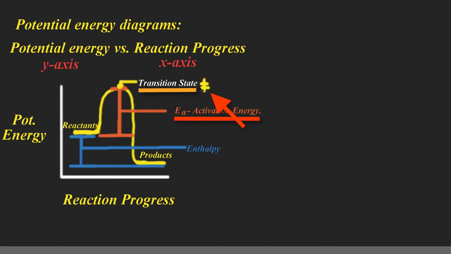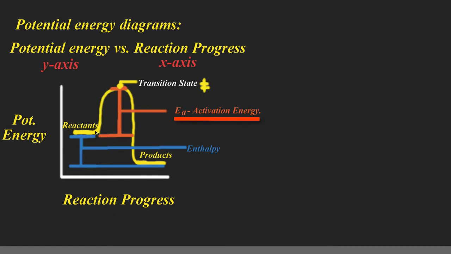indicated by this line with a double dagger through it. Transition state is a state that's partly between the reactants and partly products. So it's somewhere in between. Some bonds are being broken, others are being formed.